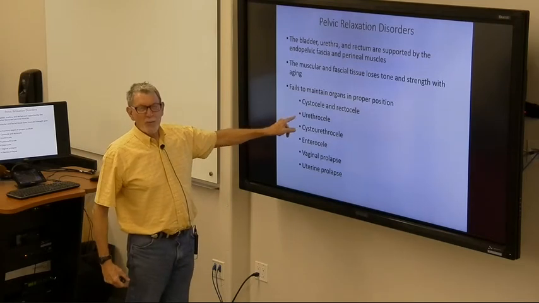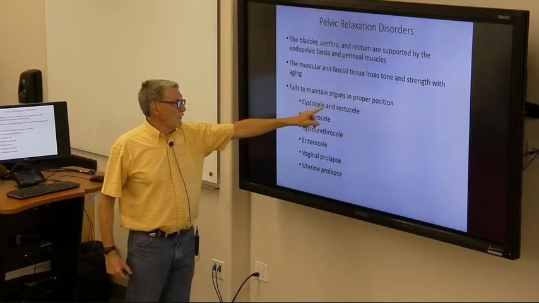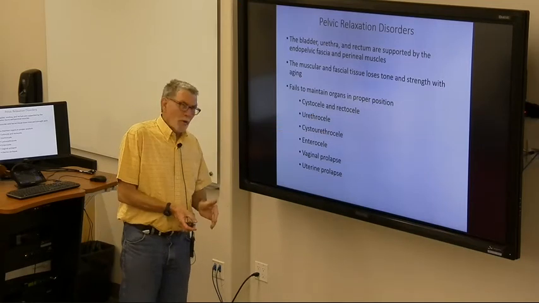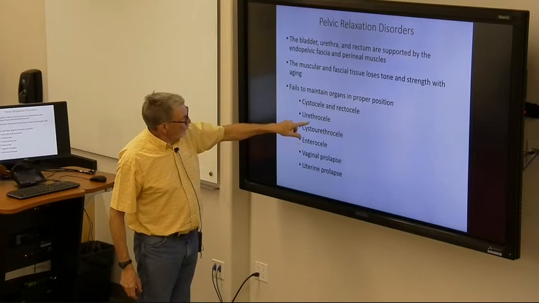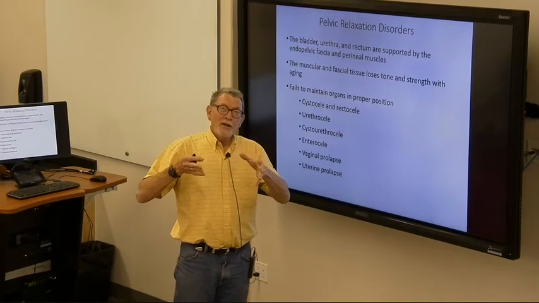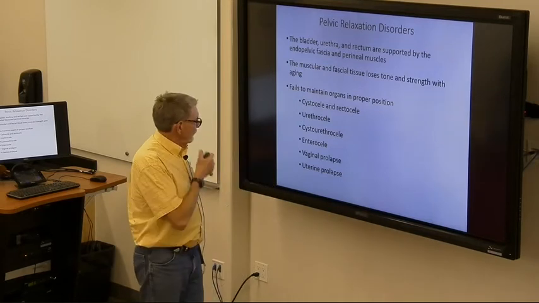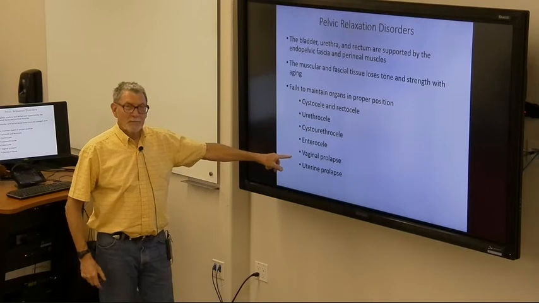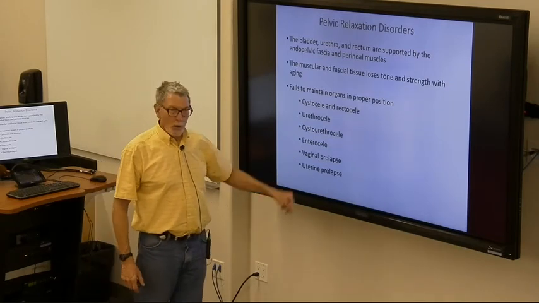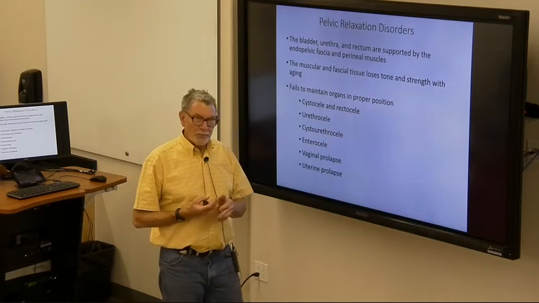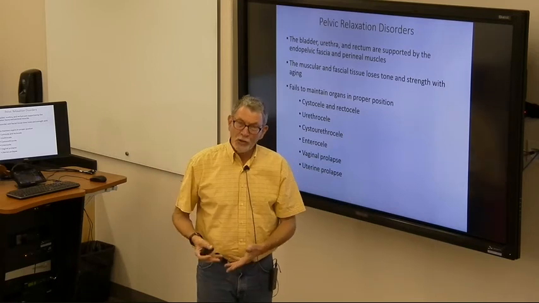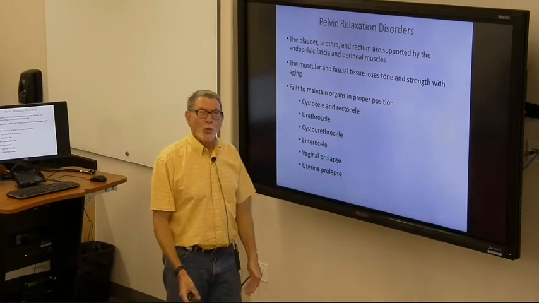Cystocele, that would be the bladder. Rectocele, the rectum, herniating. Urethrocele, the urethra. Cystourethrocele, the urethra and the bladder. Enterocele, small intestine. Vaginal prolapse is the vagina, especially after childbirth, not being held in place and falling out of position, even out through the vaginal opening.